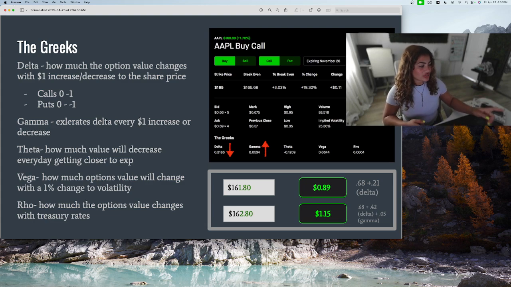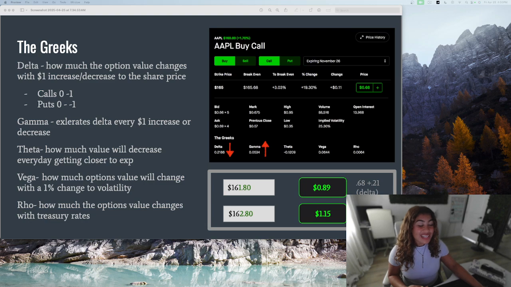Anyways, look at this contract. It has a $12 delta, or 12 cents, on a 68-cent premium. Okay, you're losing 20% every day you hold this. You hold this for 3 days without movement in the stock price.